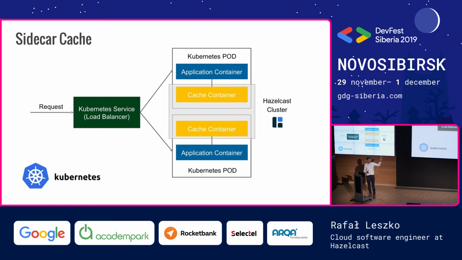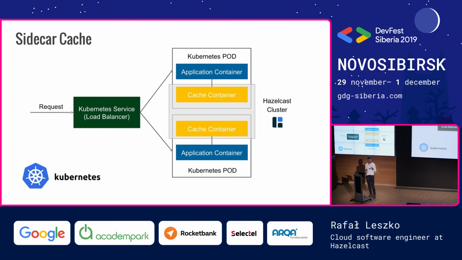Request goes to the Kubernetes service, which is kind of a load balancer in the Kubernetes world. It will go then to one of the Kubernetes pods. Application will take the request. Application will use a cache client to connect to the cache server. However, the cache server is always located in the same pod, so it's always deployed. Kubernetes guarantees that all containers in the same pod are deployed on the same physical machine. So application can even use localhost to connect to the cache. And obviously all the caches form one caching cluster.